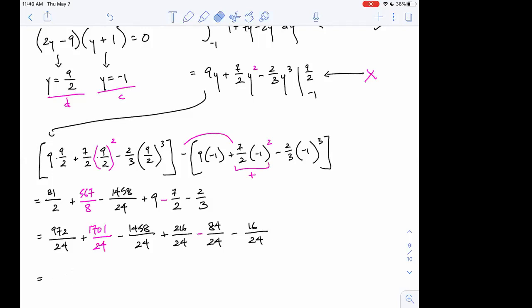Okay. So let's redo. I'm going to add my fractions again. 972 plus 1701 minus 1458 plus 216 minus 84 minus 16. And that's going to give me 1331 over 24. And that, I believe, should be the correct answer.